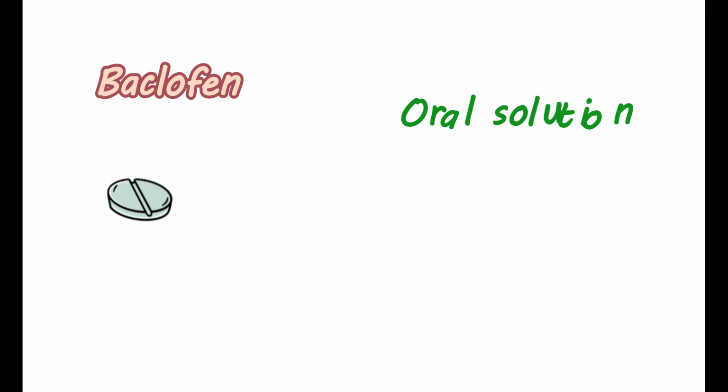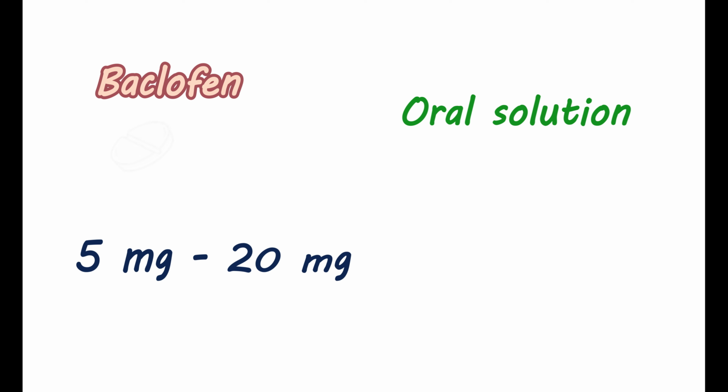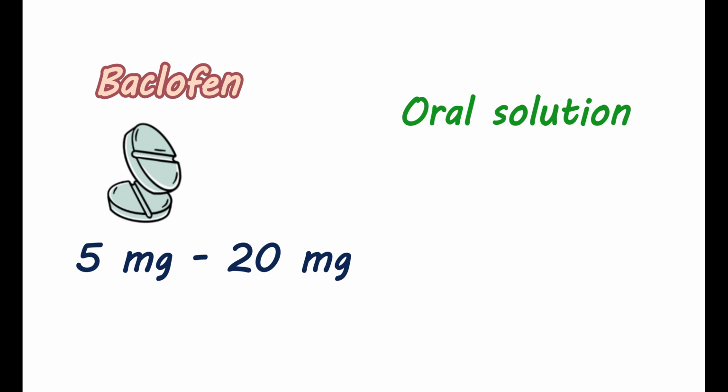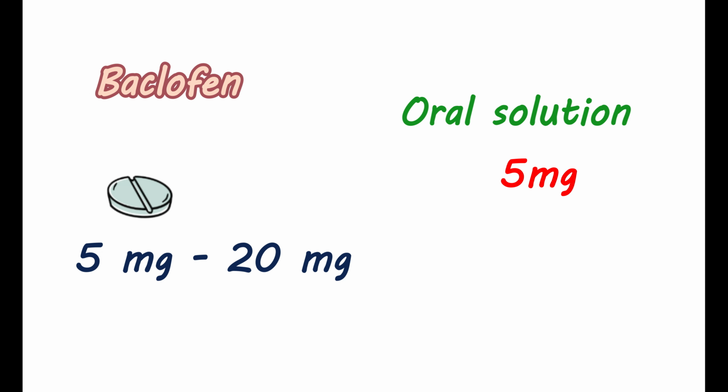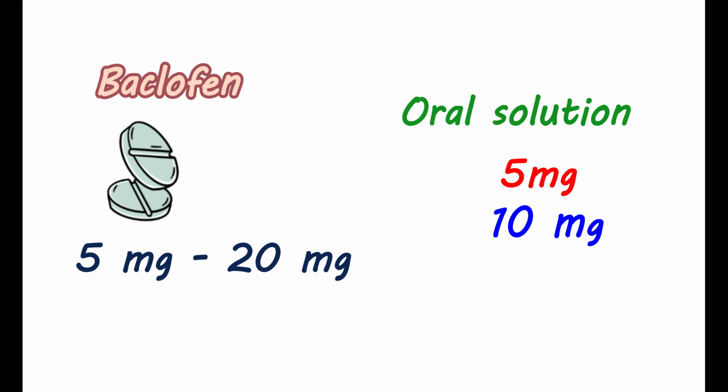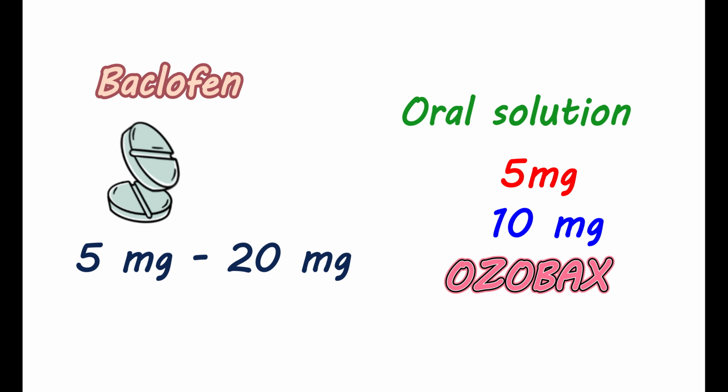How to take this medication? You can get the Baclofen as tablets as well as granules. It's also available as an oral suspension and an oral solution. Tablets are available at different strengths, starting from 5 milligrams to 20 milligrams. You can get the oral solution at low strength, such as 5 milligrams, and a double strength, such as 10 milligrams. The oral solution is well known by the brand name Ozobax. Baclofen is also available as an intrathecal solution for injection purposes.